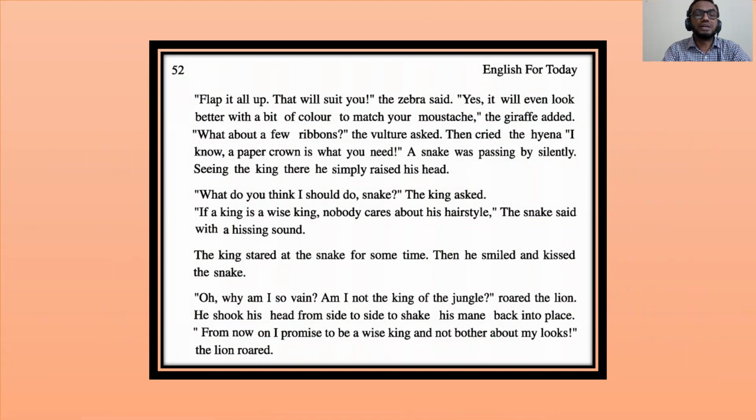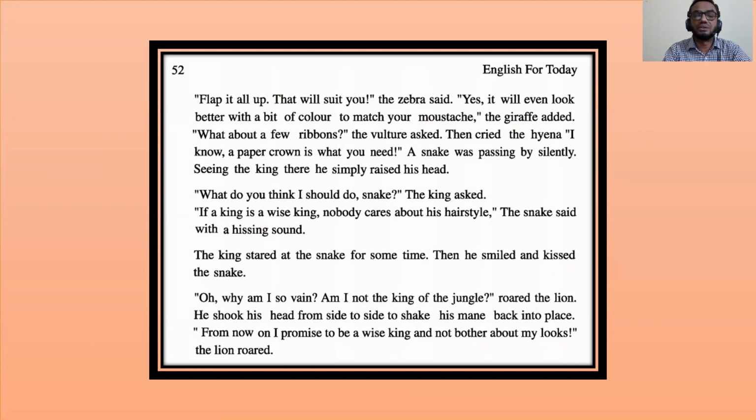The giraffe added, what about a few ribbons? The vulture asked. Then cried the hyena, I know, a paper crown is what you need. A snake was passing by silently. Seeing the king there, he simply raised his hat. What do you think I should do, snake?